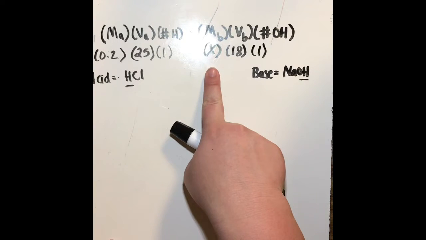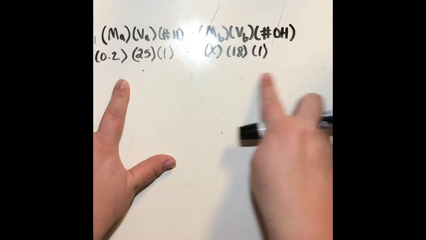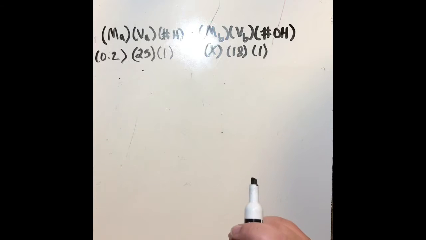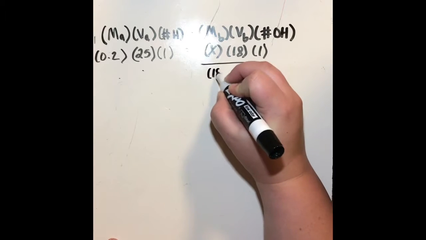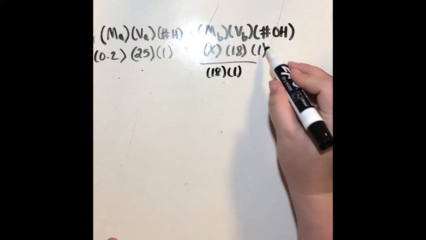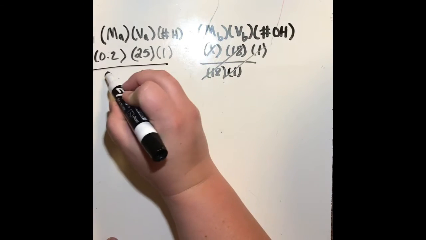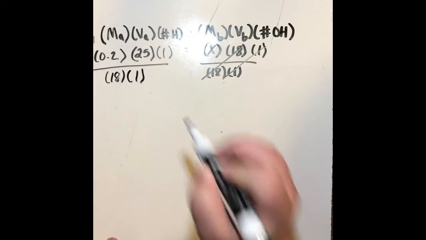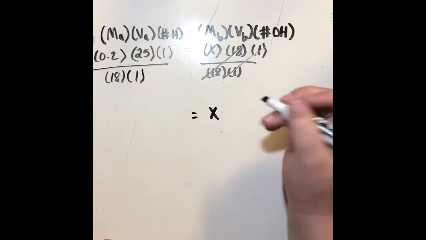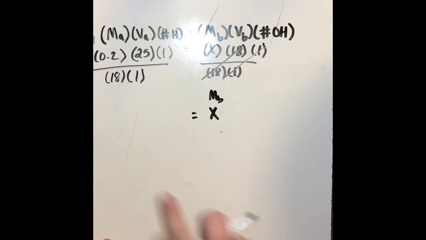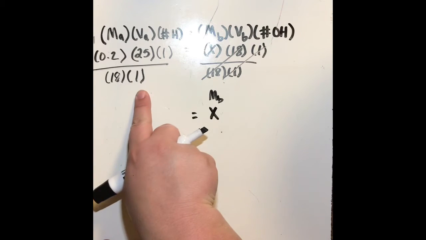So now to solve for x, let me erase this. To solve for x, we're really just trying to get x on its own. So the opposite of multiplying is dividing. So we're going to divide the right side by 18, and we're going to divide it by 1 so that those cancel out. But what we do to one side, we have to do to the other. So we'll divide this side by 18, and we'll divide it by 1. So now we have x, which is the molarity of our base, is equal to 0.2 times 25 times 1 divided by 18 divided by 1.